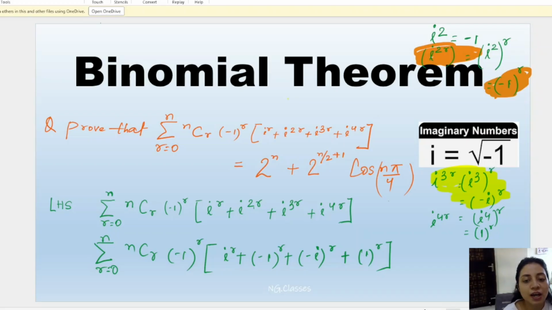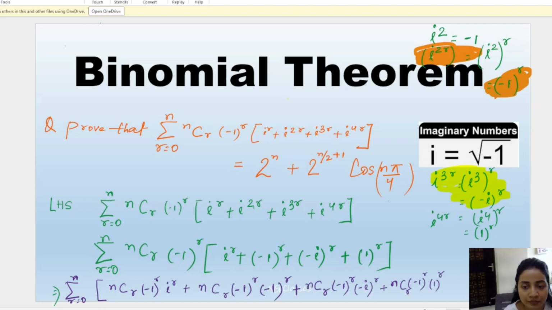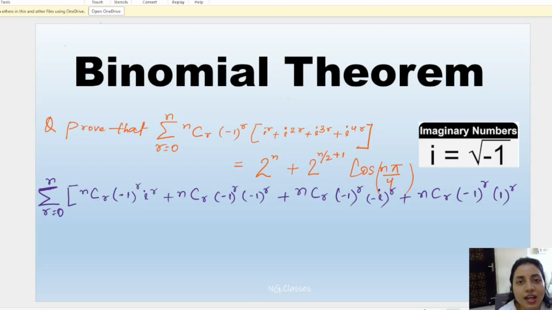Now we will simplify it more, and let's multiply this nCr with each and every term. Okay, let's keep the summation sign as it is, and let's take this nCr and open the bracket like this. Then the next term like this. I hope this much is clear to you. Let's continue. So this is our last step. Let's apply the rule of exponent over here.